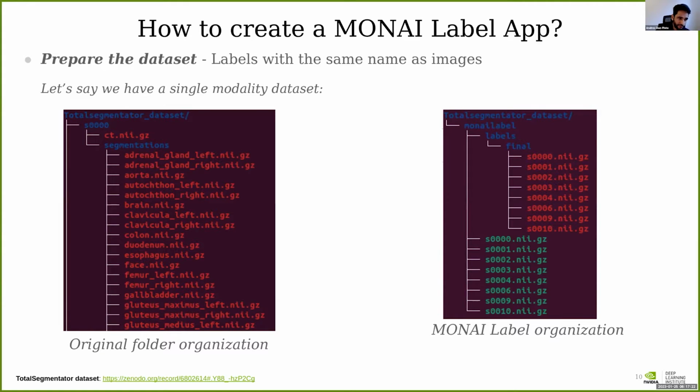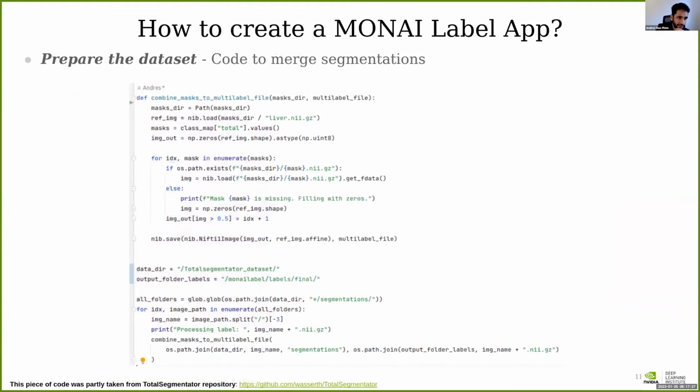So this is an example from the original organization into MONAI Label organization. And this is the script that you can use to combine the masks and use MONAI Label to train the model on that. Okay.